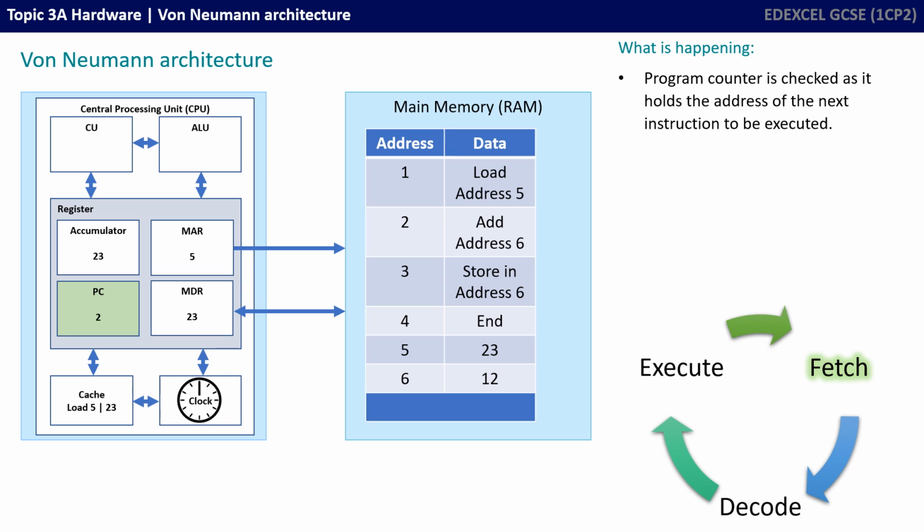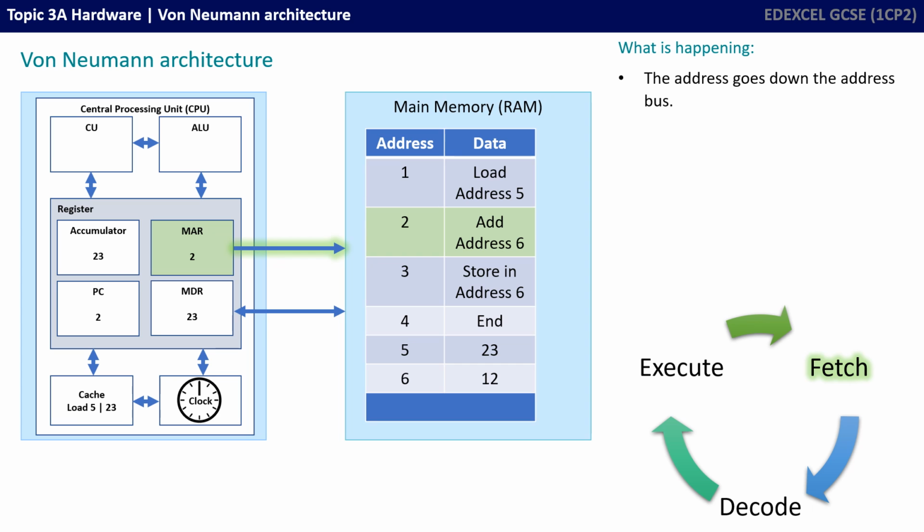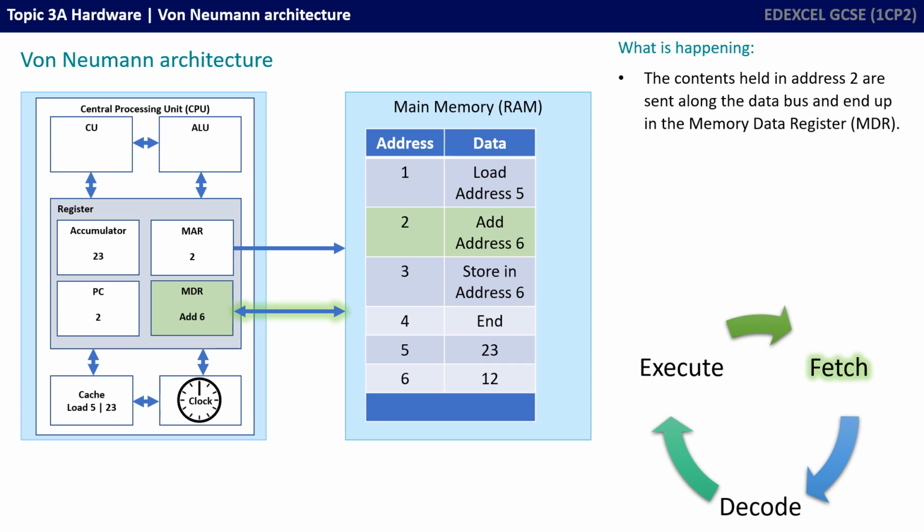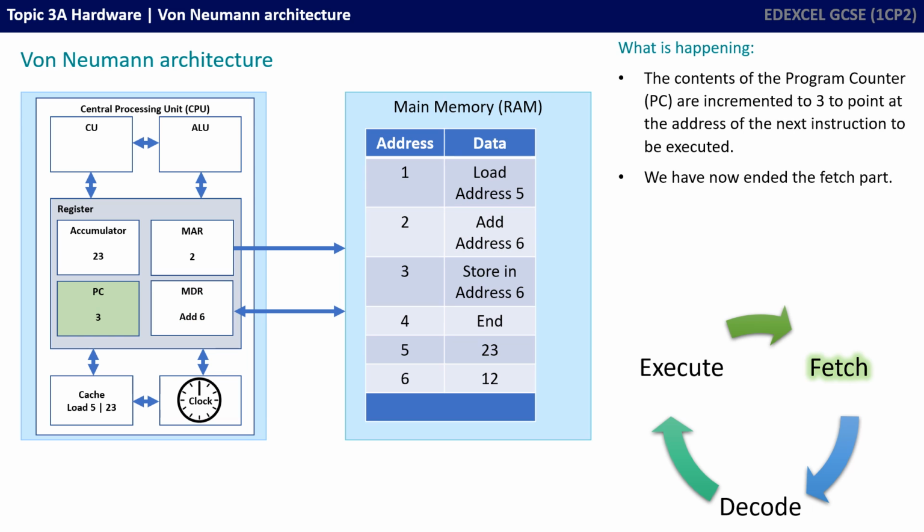And of course we start with fetch. The program counter is checked as it holds the address of the next instruction to be executed. The address is copied into the memory address register. The address goes down the address bus. The contents held in address 2 are sent along the data bus and end up in the memory data register. So this time it's the content add 6 that's ended up back in the MDR. The contents of the program counter are incremented from 2 to 3 to point to the address of the next instruction to be executed. We've now ended the fetch part.